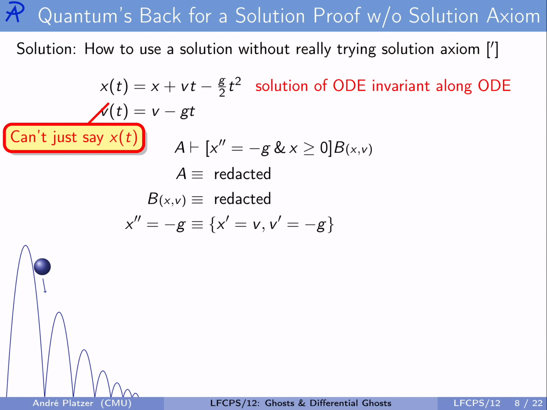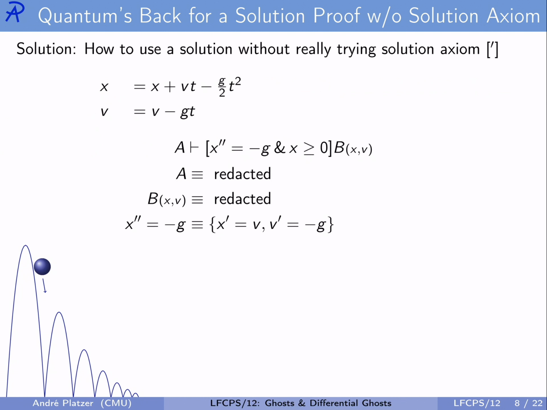But of course we can't, because even if the solution is invariant along a differential equation, we can't just talk about x of t because, well, x of t isn't even in the syntax of what we've seen so far. Well, so what is the value of x at time t? Well, that's, of course, just x, right? Well, hold on a second. That can't be right, because now we have in this equation that v equals v minus g times t, which is rarely the case, unless either g or t are zero.